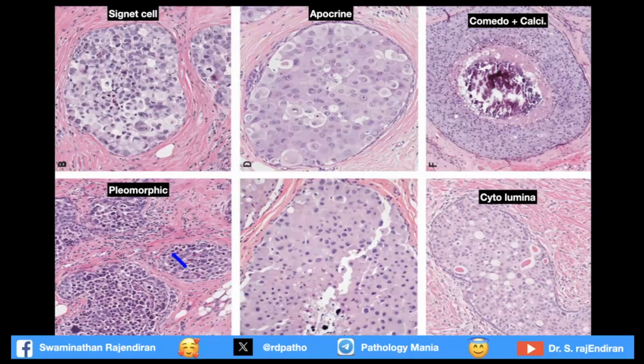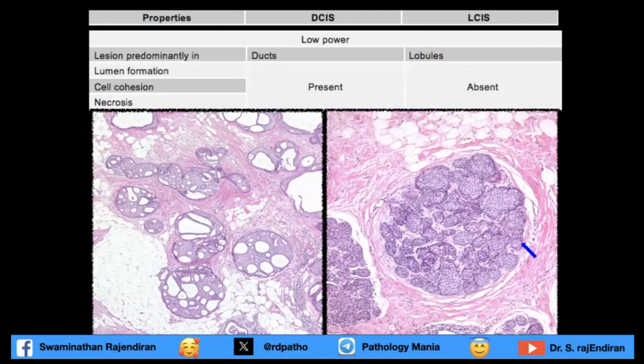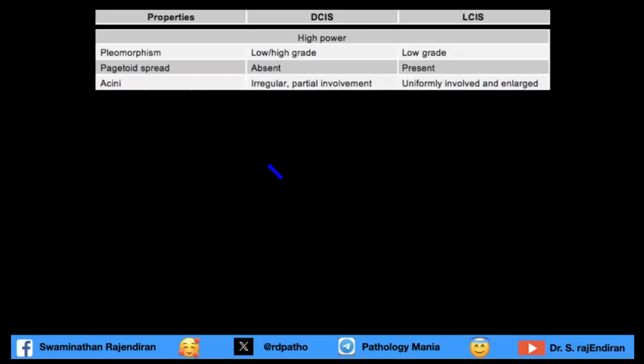This is pleomorphic DCIS. This is again apocrine, and this is cytoplasmic lumina in LCIS. So how will you differentiate DCIS and LCIS? See here, the cribriforming is very, very important, and they will show nuclear variation in size and shape, whereas here they will be classic, they will be more monomorphic, and they are confined within the lobules, whereas here they are extending into the ducts.